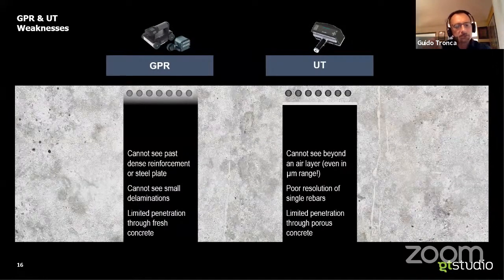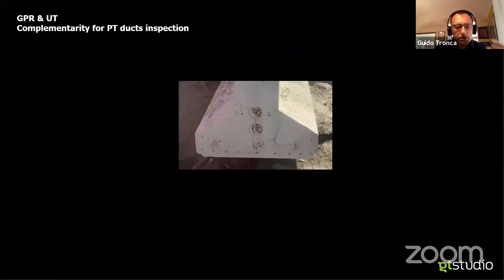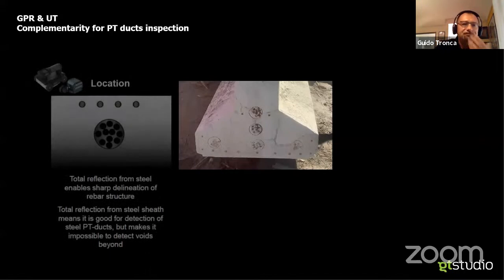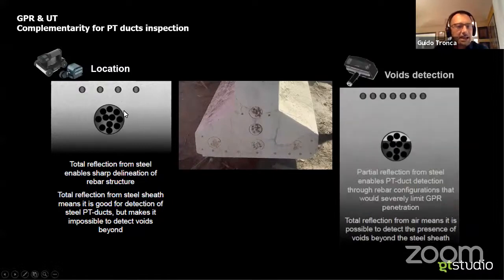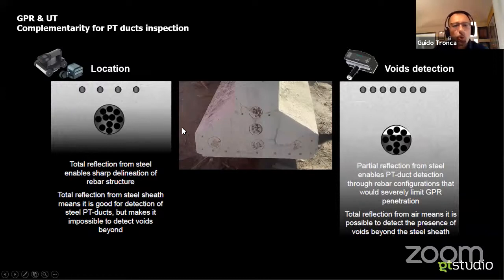Okay, focusing further down on bridges or more generally post-tensioned structures, we can see that the location of PT ducts, even behind conventional reinforcement, is quite immediate and easy to do with the GPR. But this large amount of steel that I have by definition inside the duct, may be a plastic duct, may be an aluminum duct, we don't care, but there is too much steel providing a very strong reflection, no chance of seeing a small interface of air, such as the one that we systematically see in case of grouting defects.